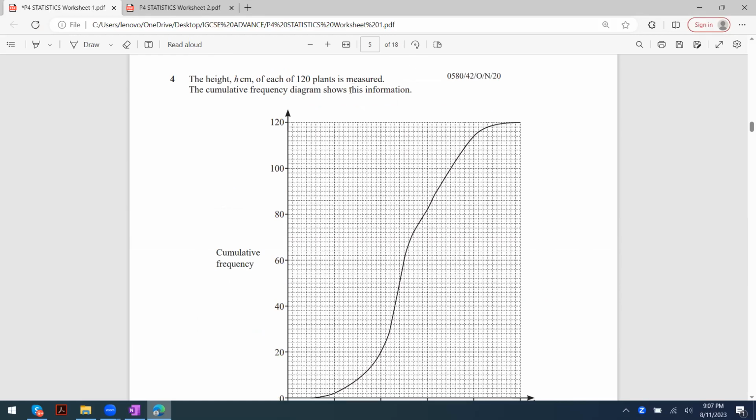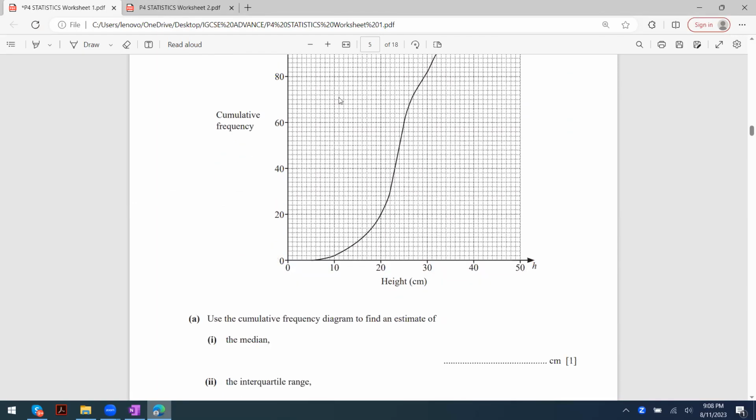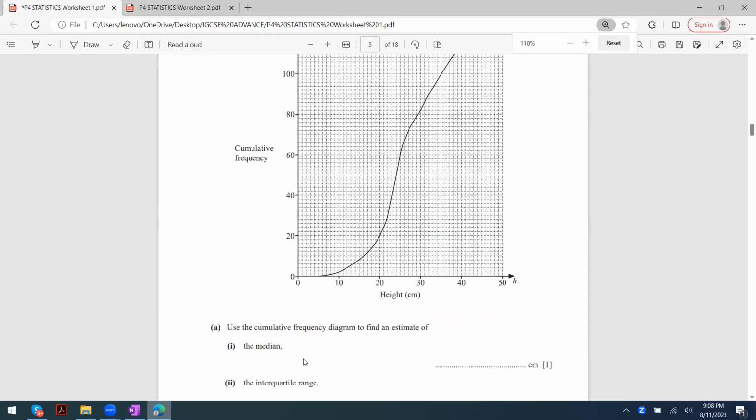The height of each of 120 plants is measured. Frequency and cumulative frequency are shown here. Use the cumulative frequency to find the median. Any idea how to find the median? Anyone?